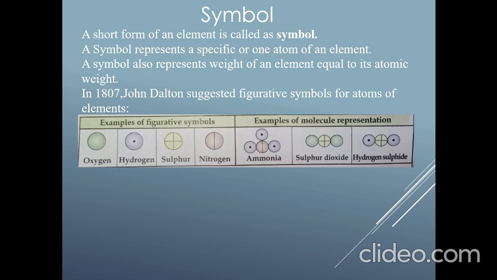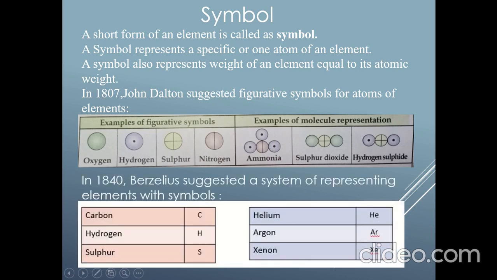Who discovered it? Long time back, in 1807, Sir John Dalton gave figurative symbols. You can see the figures in the picture, like for oxygen, hydrogen, sulfur, nitrogen, then ammonia, sulfur dioxide and hydrogen sulfide. It was more difficult to remember and very complicated.